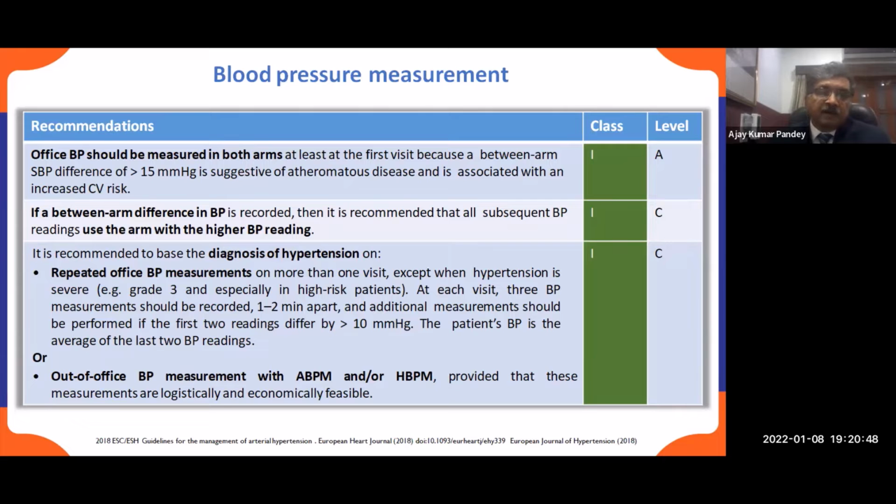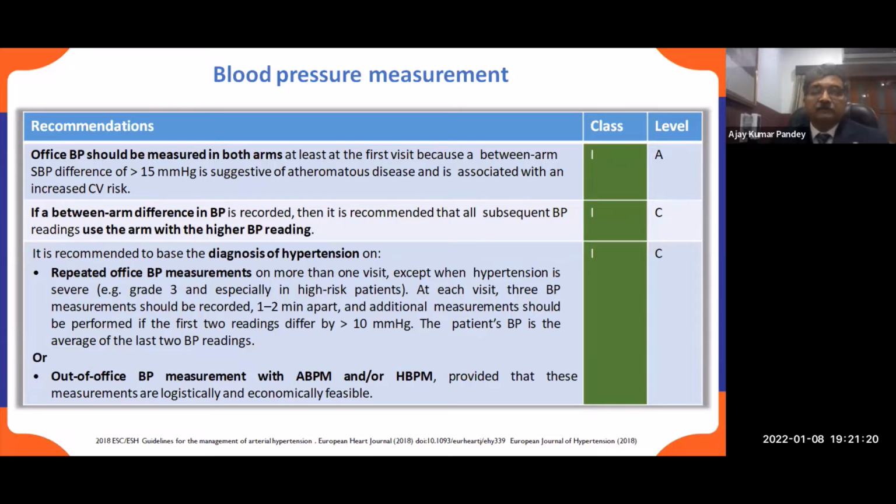And if a between-arm difference is recorded, then it is recommended that all subsequent BP recordings be taken in the arm with the higher blood pressure. It is also recommended to base a diagnosis of hypertension on repeated office BP measurements. Suppose a patient comes to you and you record his or her blood pressure once. You cannot diagnose the patient as hypertensive, and more than one visit is required, except when the hypertension is very severe, or grade 3.